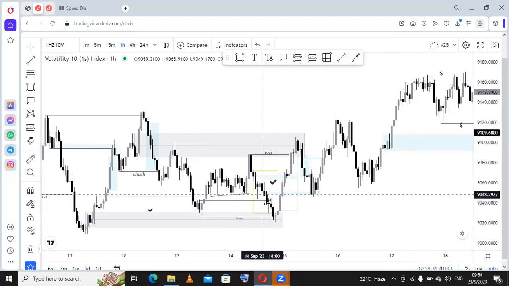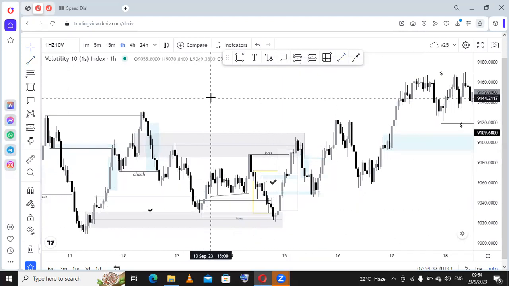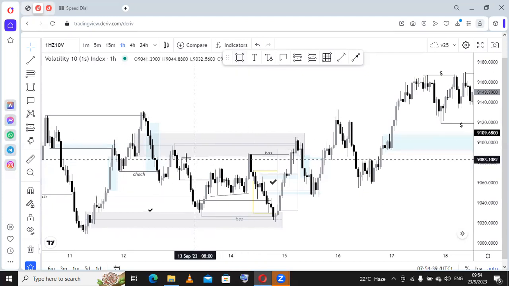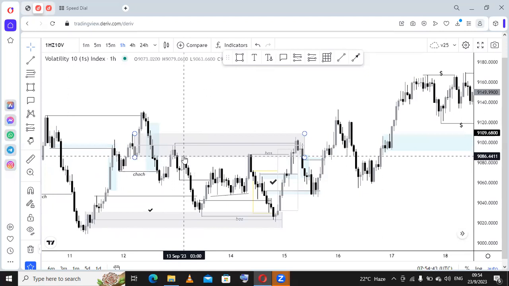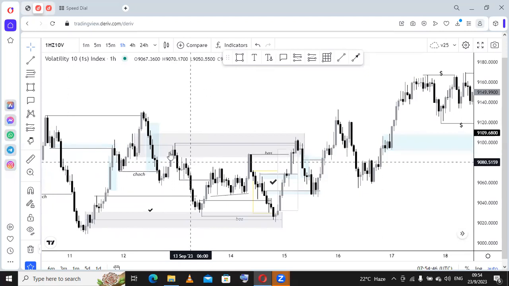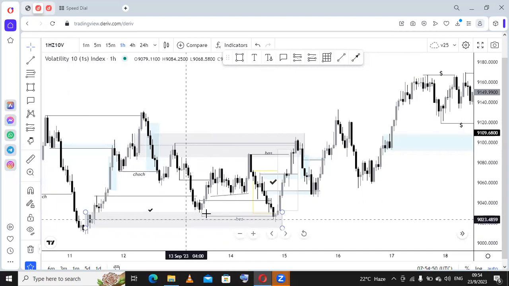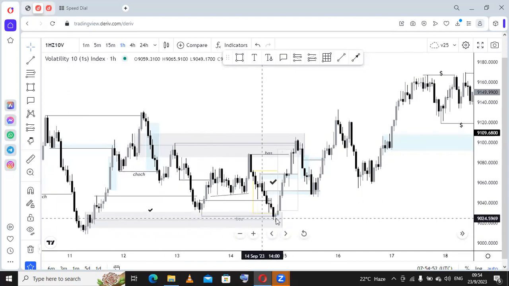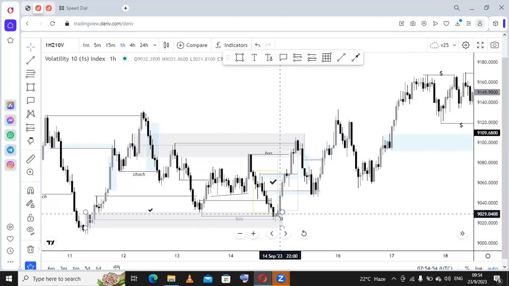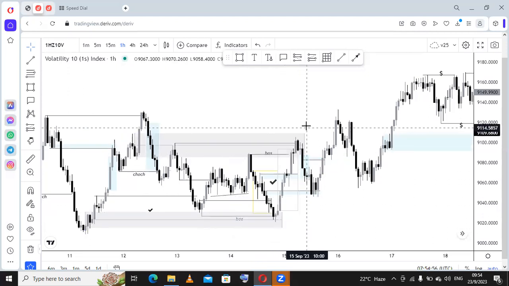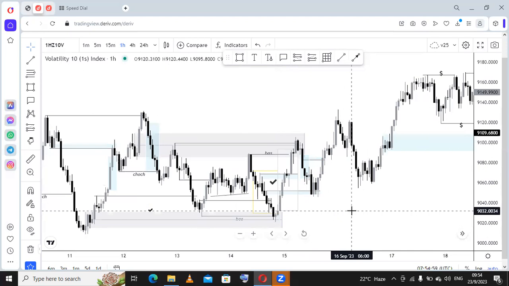There wasn't any reaction here because, for example, price is coming from this supply, which means supply is in control. We talked about this in all my previous videos. Supply is in control, so demand may be violated. So what happens now is price just collected liquidity from this and then went off buy.